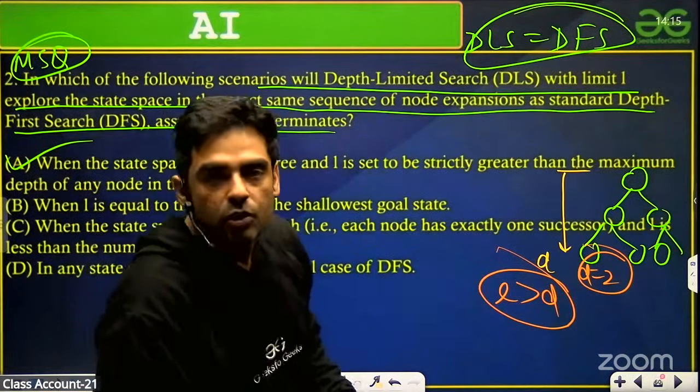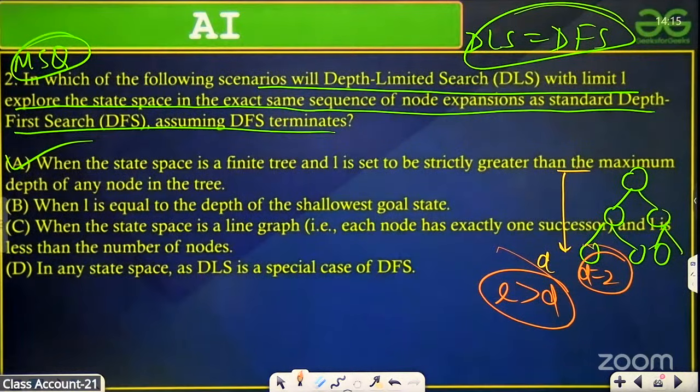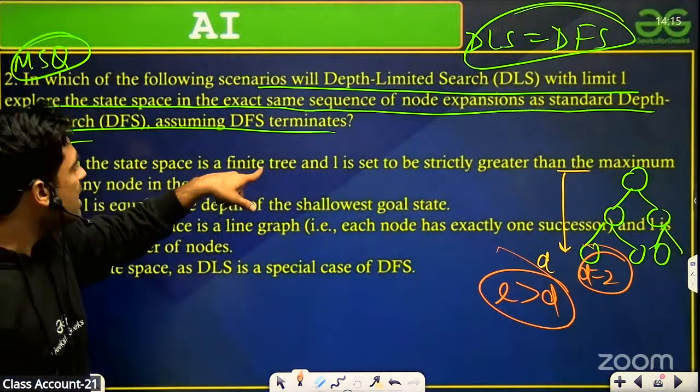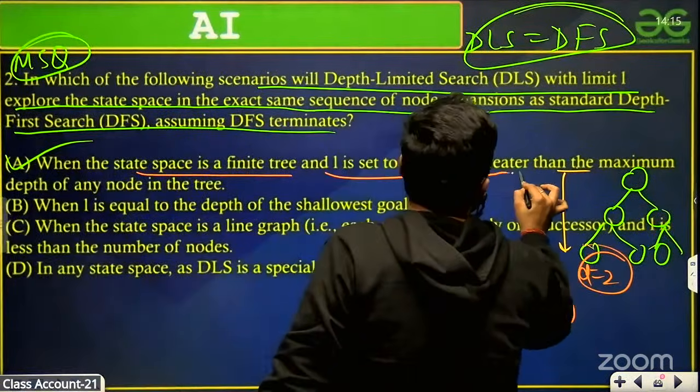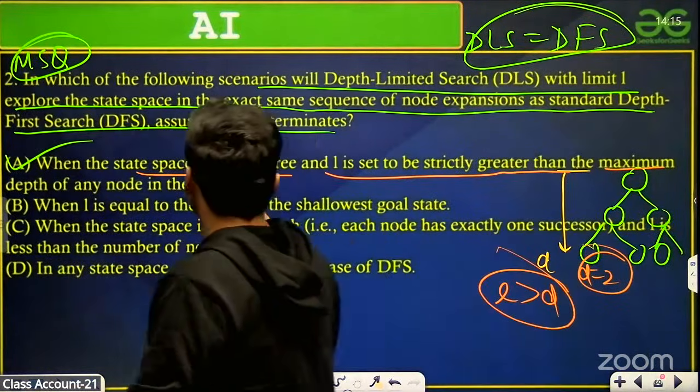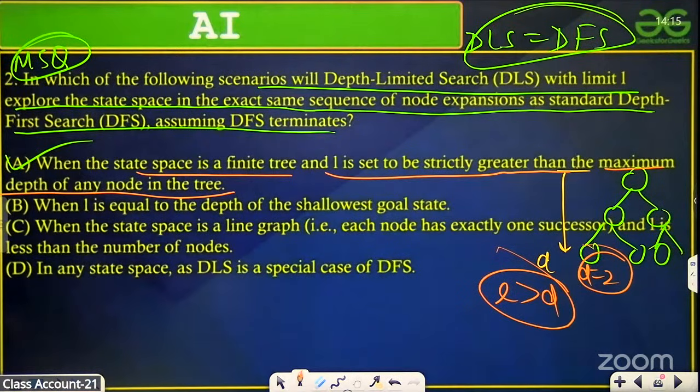Okay, so option A is correct. When the state space is a finite tree and L is set to be strictly greater than the maximum depth of any node in the tree, then that means yes, option A is correct.